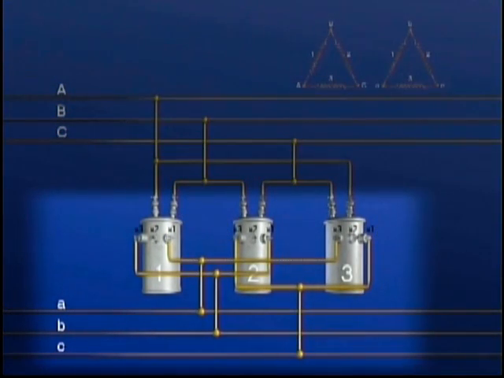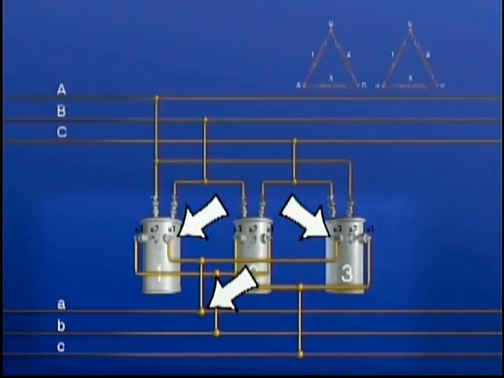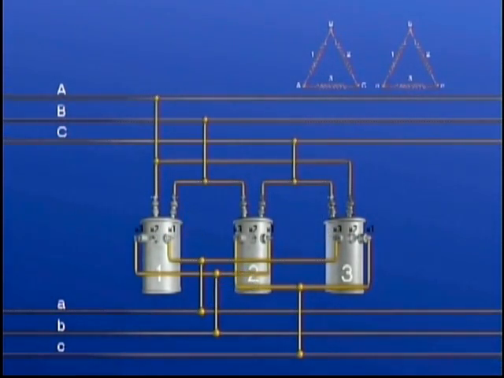When these connections are made, each secondary line is being energized by separate ends of two secondary windings. Secondary line A, for example, is energized by the X1 side of secondary winding number 1 and the X3 side of secondary winding number 3. Similar relationships exist for the other secondary lines.